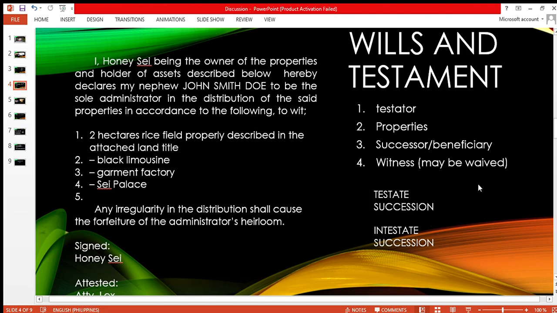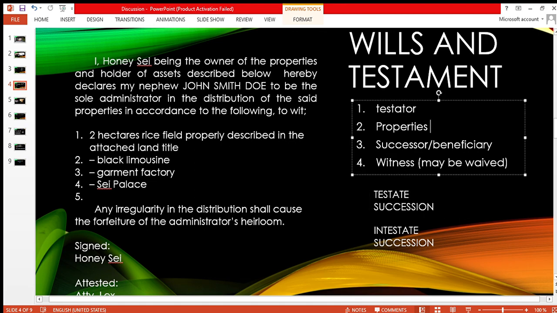Where there is a will and testament executed, the court cannot go in between or meddle into the terms and manner of how these properties are being distributed. Paano yun? Ibig sabihin nun, kapag ang isang tao ay nag-execute ng will and testament, pag siya ay namatay, kung ano yung isinulat niya sa kanyang will and testament, ang siyang masusunod. Magreklamo man ang mga beneficiary na nakalagay doon.